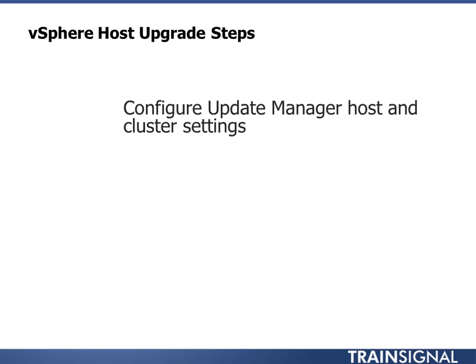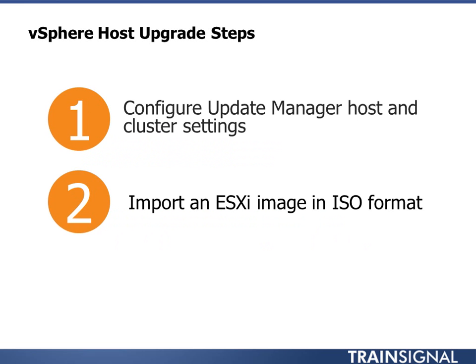The upgrade steps: configure Update Manager host and cluster settings. We'll see that in the lab. Import an ESXi image in ISO format, just when you download whatever standard image you want to use, unless you need an OEM image for your server vendor, but whichever, grab it in ISO format. You could also use the Image Builder CLI, which we'll talk about in another lesson, to build an ISO with any custom drivers that you may need. So pick one of those options, but just get yourself an ISO image.